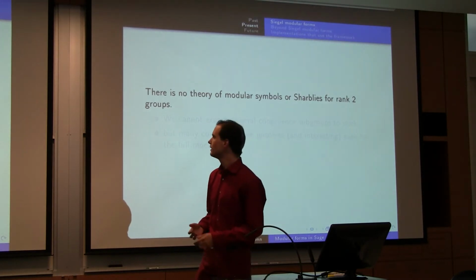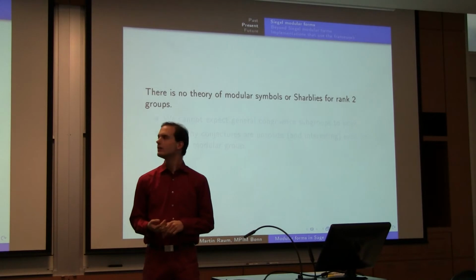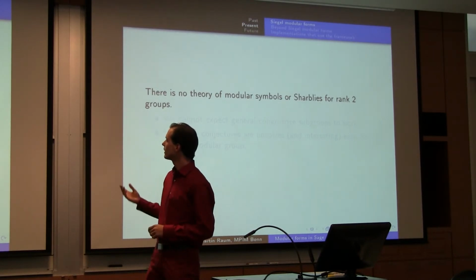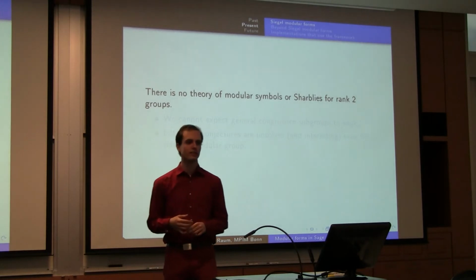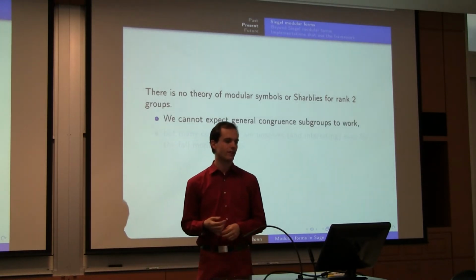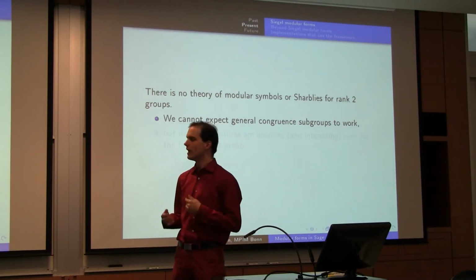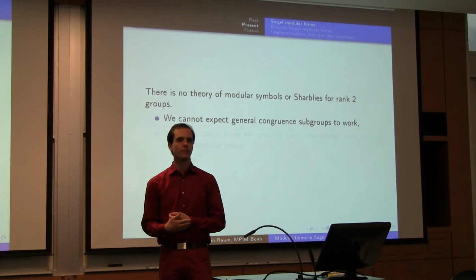And there is no view of Charlie's. I mean, the work of Jonas and Gert is certainly a good, big contribution, but it's not as complete a theory as we have with modular symbols or Charlie's. So we cannot expect this approach, whatever approach we take, to work for any congruence subgroup at the moment.